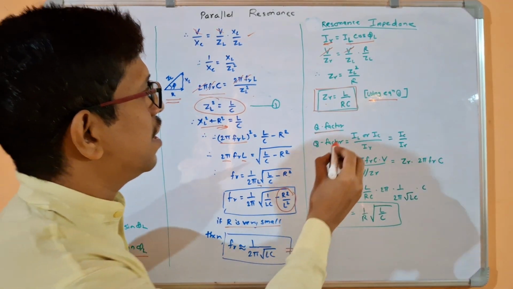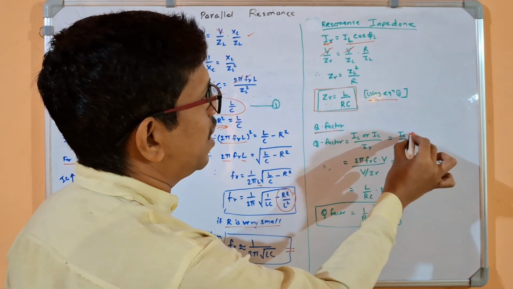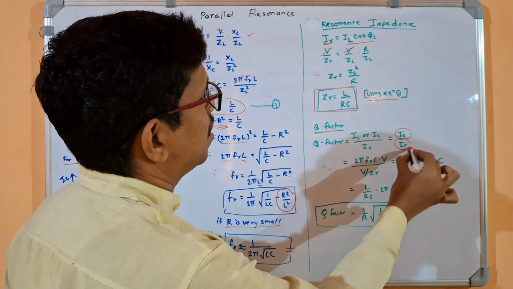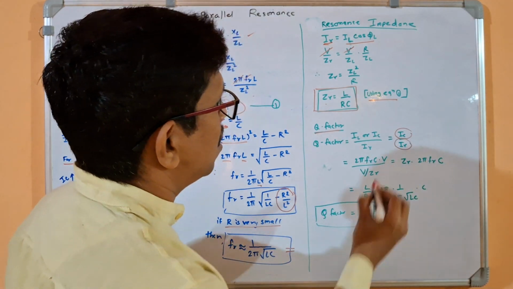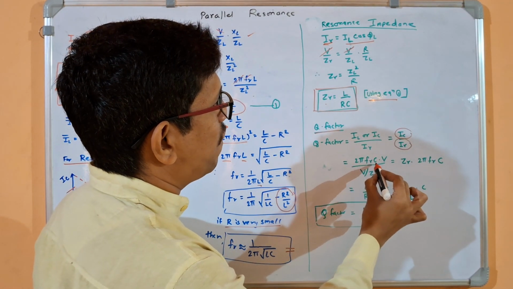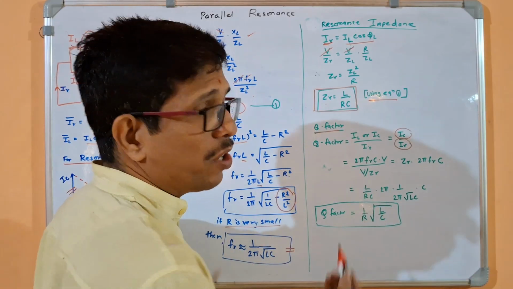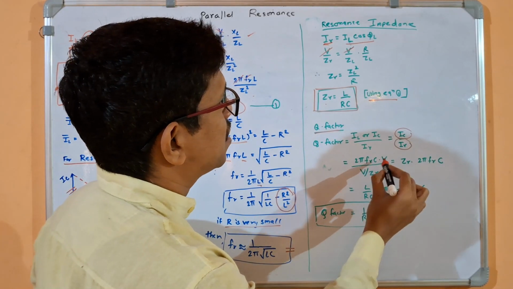Here it is current division. So IL or IC you can take, so IC by total current. But what is IC? 2 pi FRC into V, that is V upon XC. So 2 pi FRC into V.